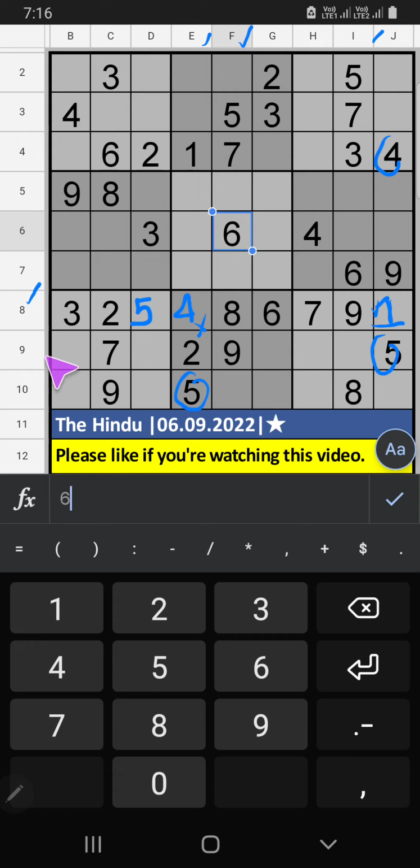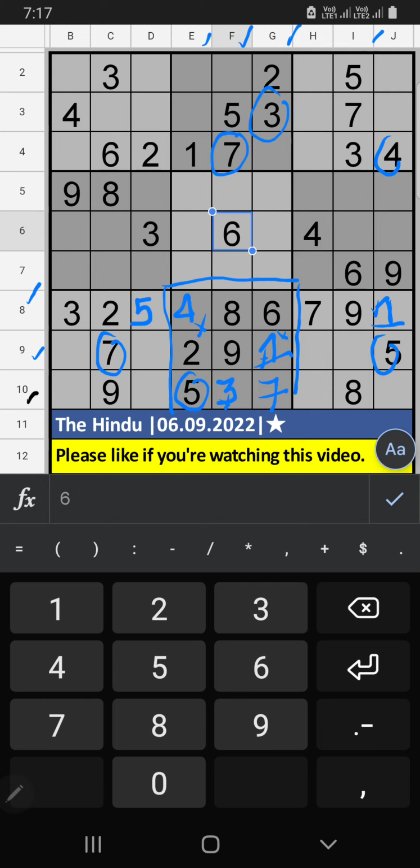Column F, 9th row, we have 7. So 7 can't come in these cells, then 7 is confirmed here. 8th grade, 2 numbers are remaining, 1 and 3. Column G, we have 3. So 3 can't come in the cell, 3 is confirmed here. Then 1 is here.